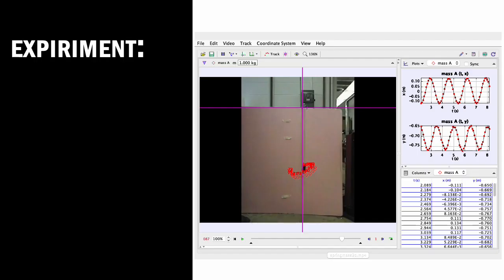Here is a screenshot of the tracker data. On the left side, the magenta lines represent the x and y axes, and each red dot represents the mass at a given video frame. On the right, the graphs shown are the x values versus time and y values versus time graphs.